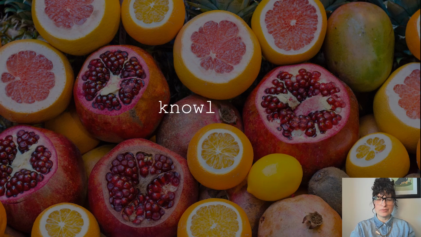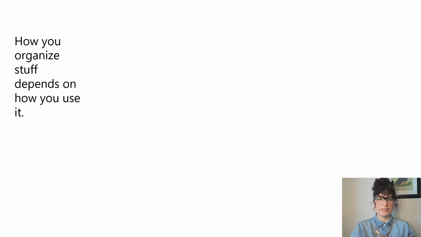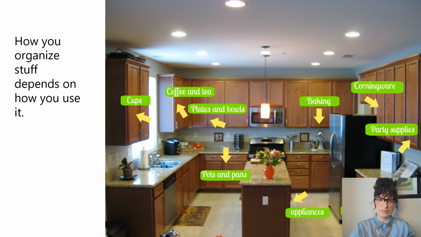So we are going to start with knowledge and the idea of concepts and categories. How you organize stuff depends on how you use it. This section is really about how information is represented and organized in semantic memory, but it's also how we use semantic information, and those two things are really intimately related.